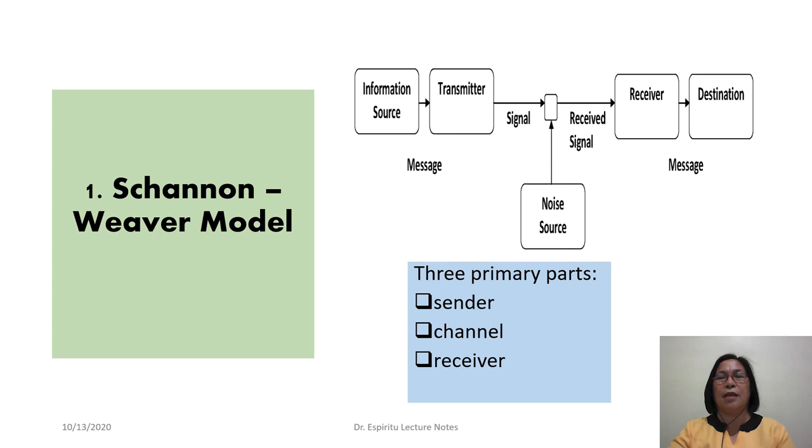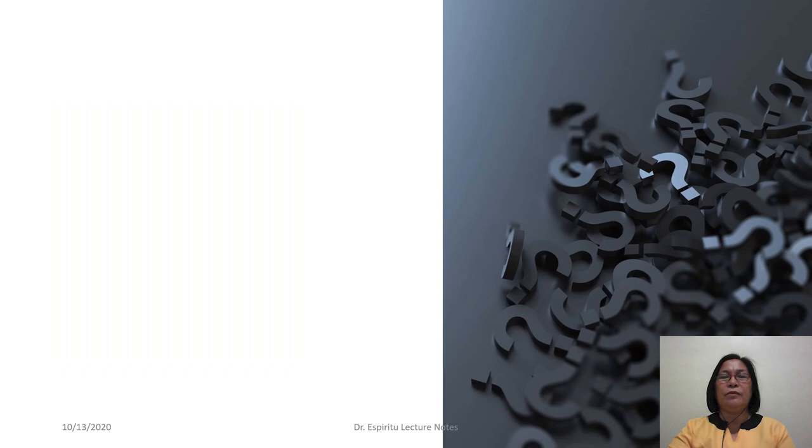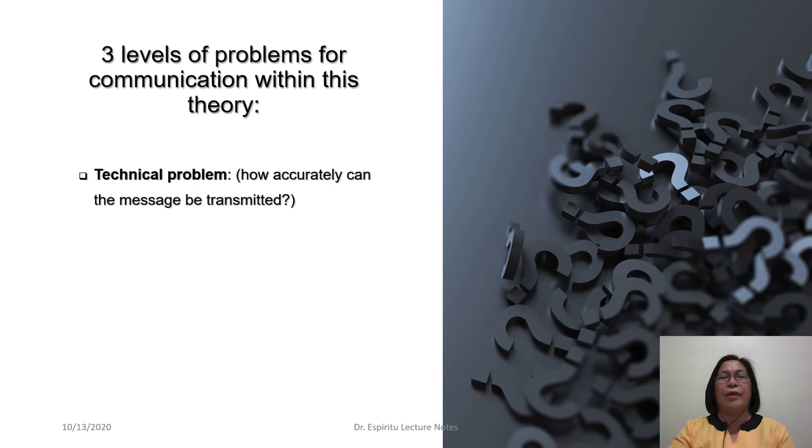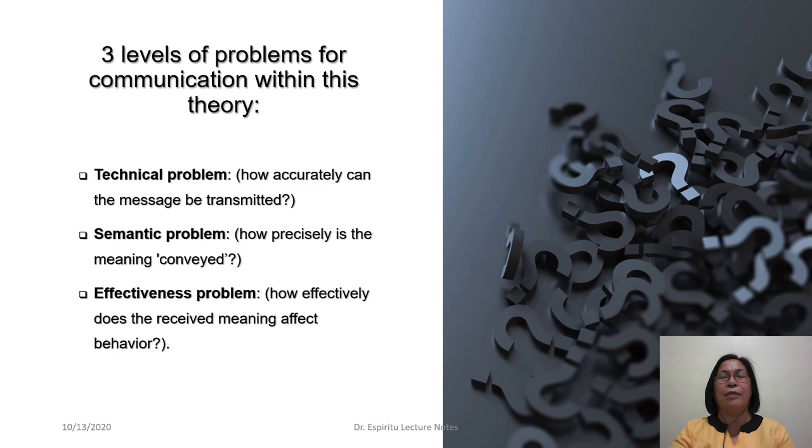So what are the weaknesses of this method? The problems. The three levels of problems for this communication theory are, first, the technical problem: how accurately can the message be transmitted? We don't know. Then the semantic problem: how precisely is the meaning conveyed? That is also not very specific. And last, the effectiveness problem: how effectively does the received meaning affect the behavior? It's not measured. Okay, let's move on to the next model.